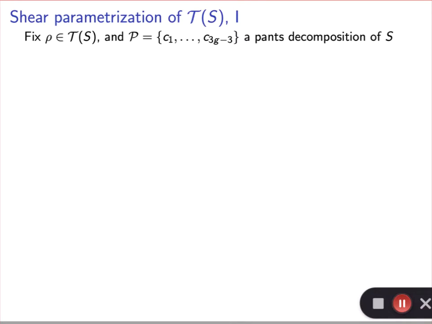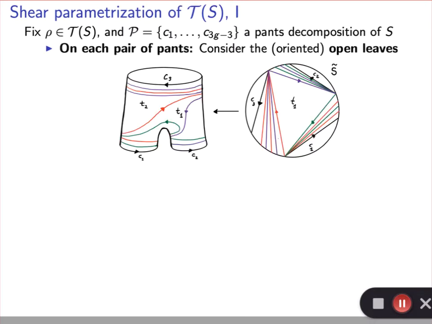So one starts by fixing a pair of pants decomposition of the surface, and then on each pair of pants, one chooses an ideal triangulation. Essentially, we cut the pair of pants into two ideal triangles by using some open leaves that wrap around the boundary curves.